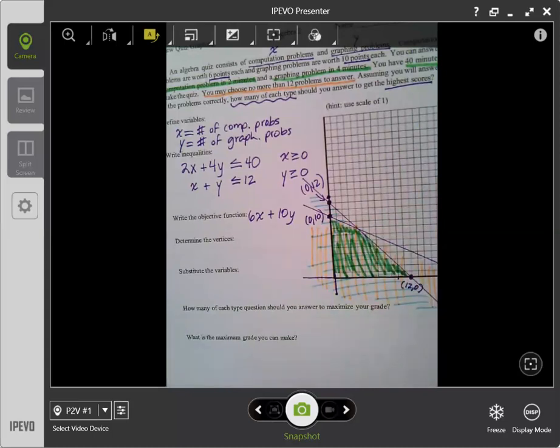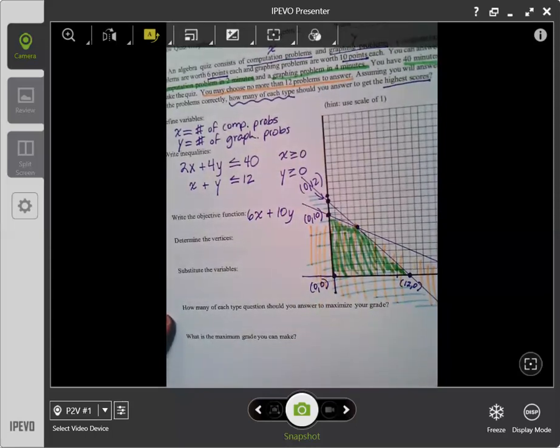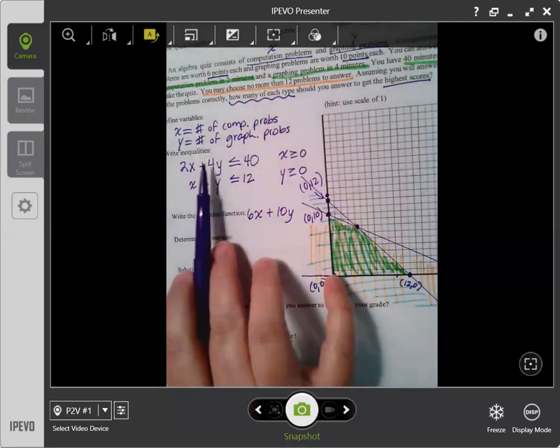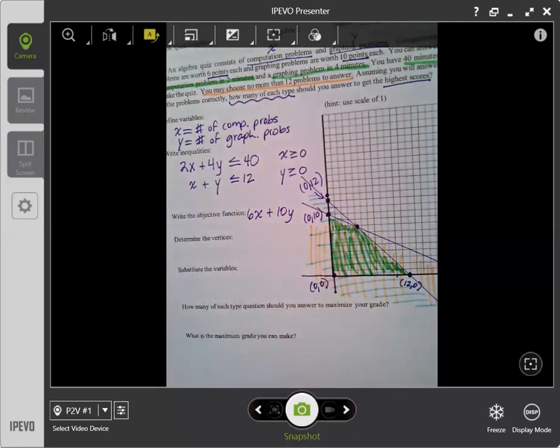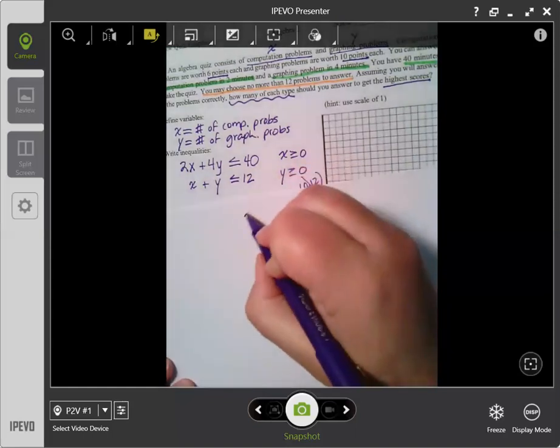Okay, so this little quadrilateral area has 4 vertices. 1, 2, 3, 4. 3 of them we know. 1 of them we don't know. That's the one we're going to have to find. And very often the one where the 2 lines meet is the one that you don't know just off the top of your head, and you have to find it. So I'm going to have to take these 2 equations, and basically I can treat them like equations because I don't care that they're inequalities.